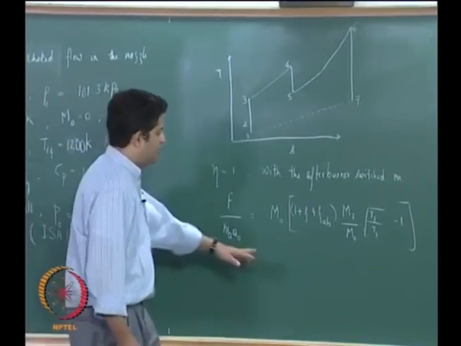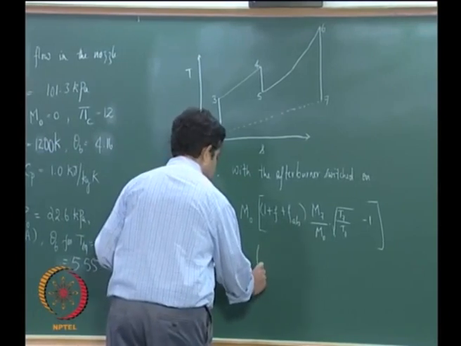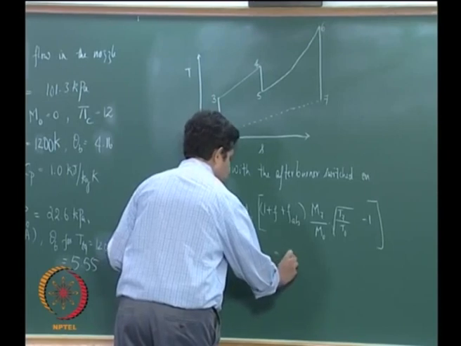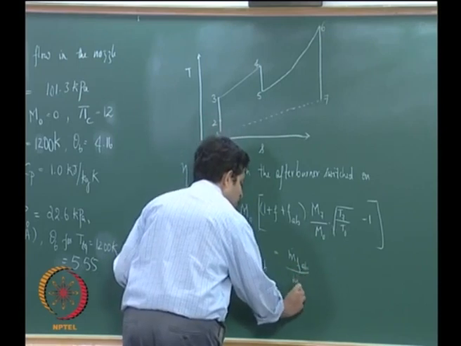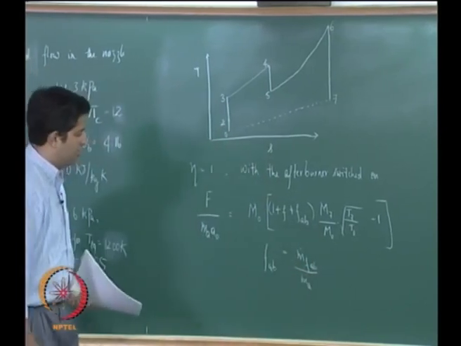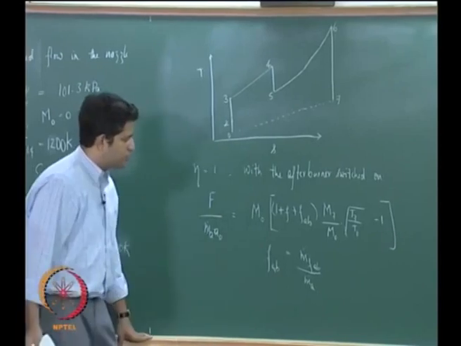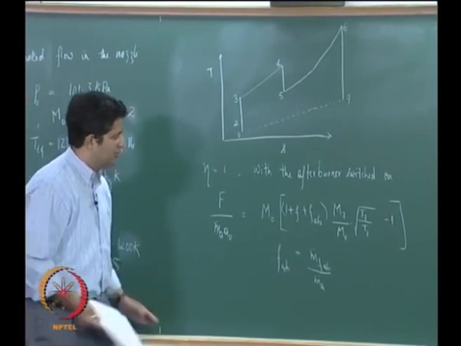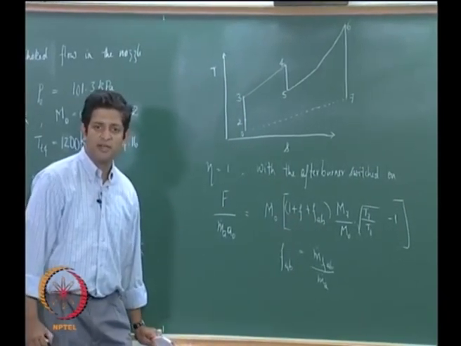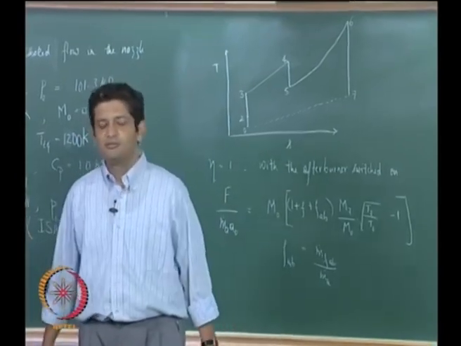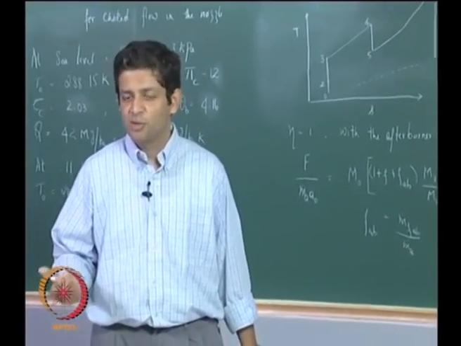Now, we have FAB, where FAB is nothing but m dot fuel that is added in the afterburner divided by m dot air. Okay. So, it is the fuel air ratio in the afterburner. So, what do you think of the value of this plus this? What is the maximum of F and F plus AB that it can go to? It can maximum go to stoichiometric, which is, what is the value?